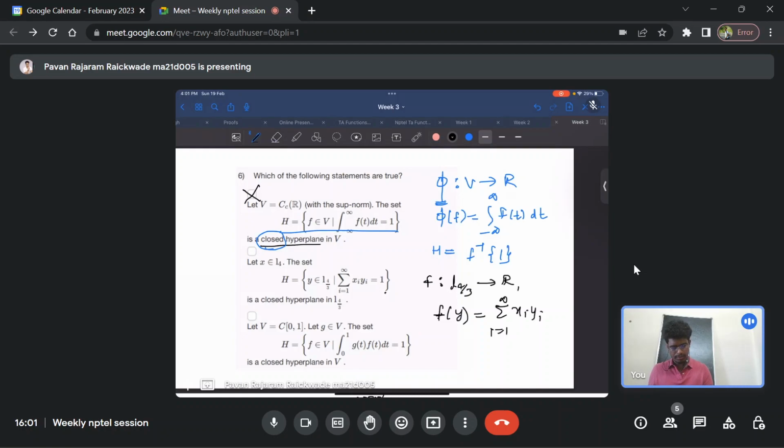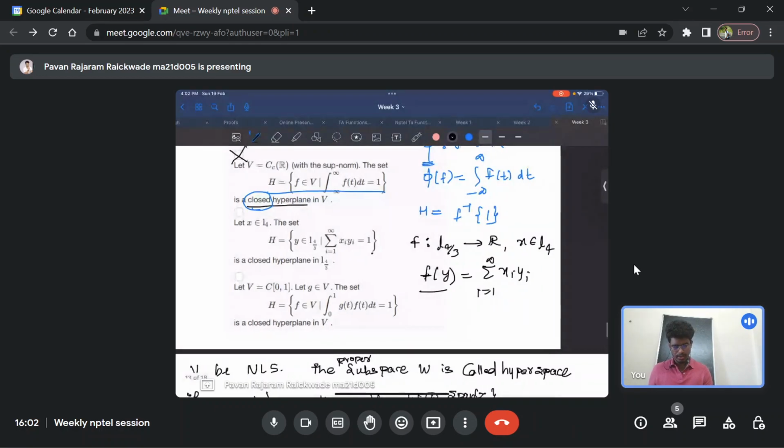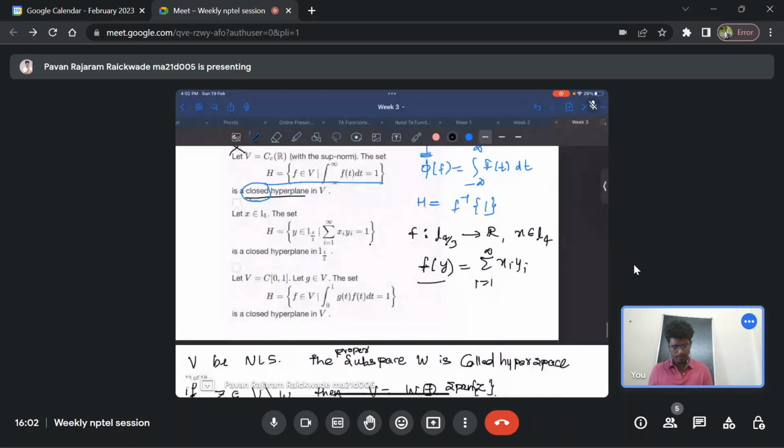Here x is fixed, x is fixed from L4. Why are we fixing x from L4? Because this F(y) has to be well defined. This series should converge, and it will converge because of Hölder's inequality. What is that? Modulus of F(y), which is modulus of summation x_i y_i, is less than or equal to norm x_4 into norm y_{4/3} by the p-q rule.